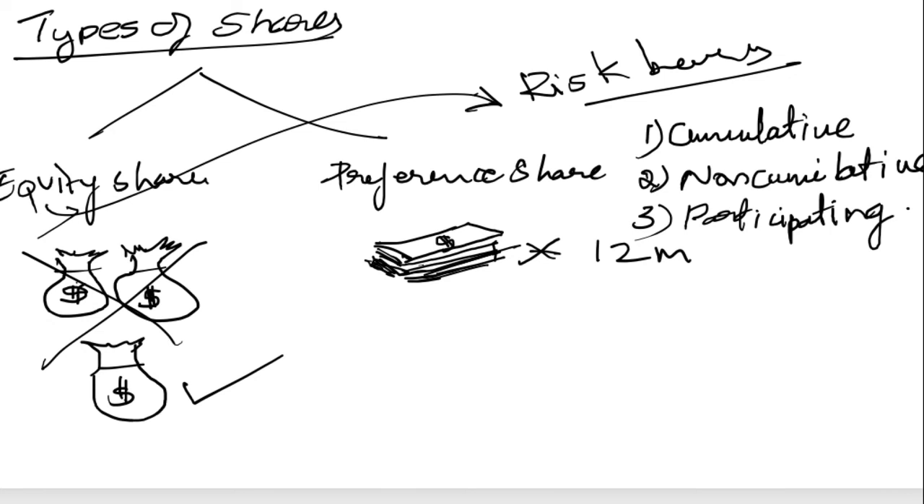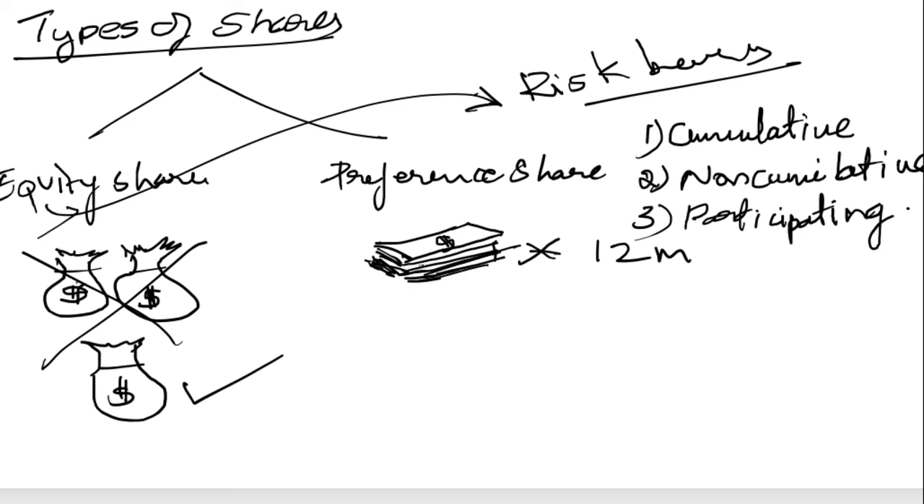Participating preference shares. What are participating preference shares? The holders, the shareholders of participating preference shares, are not only entitled to a fixed rate of dividend, but also to share in the surplus of profit which remains after the claims of equity shareholders are met. That is called the residue of the surplus. Have an example.